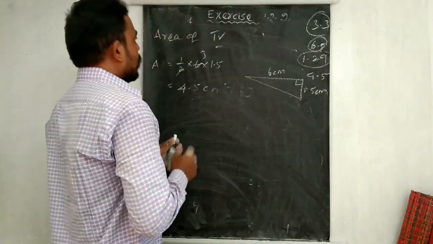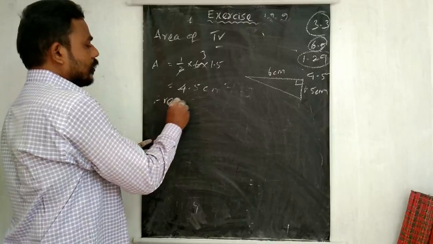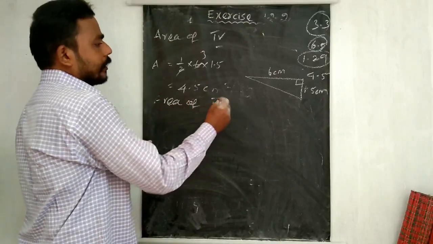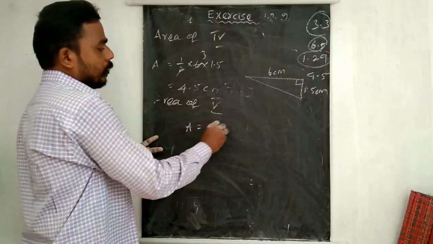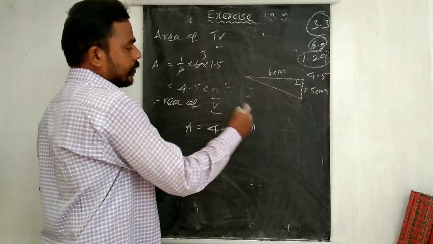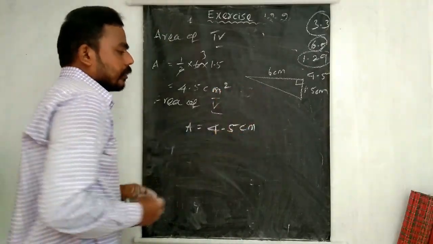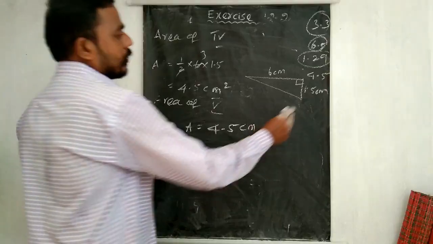Similarly, the area of the fifth one is also the same. So that is area equal to 4.5 centimeter. Same, so this is also 4.5.